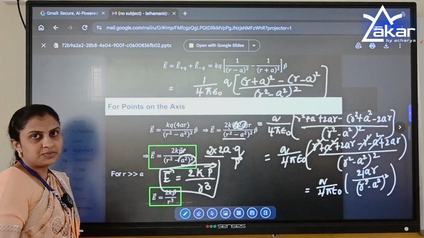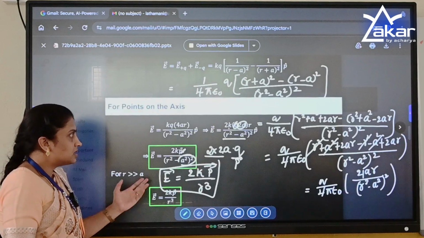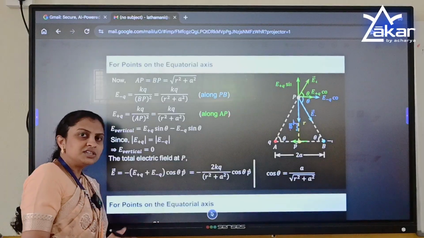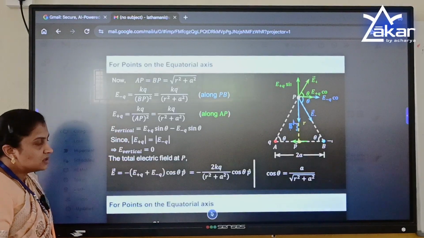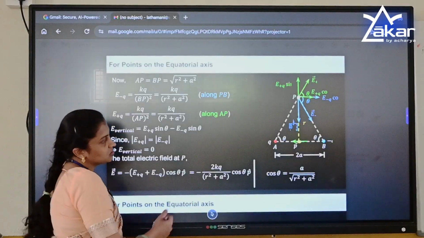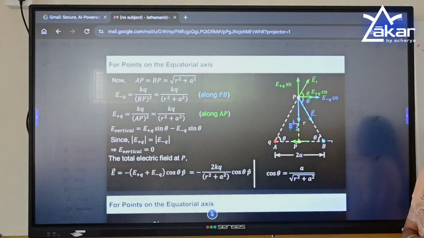So this is the final expression for electric field for points on an axial line. So this is the derivation. Yes, and the next topic is electric field for the points on the equatorial line. So now you can see the points. This is a diagram for the equatorial line.